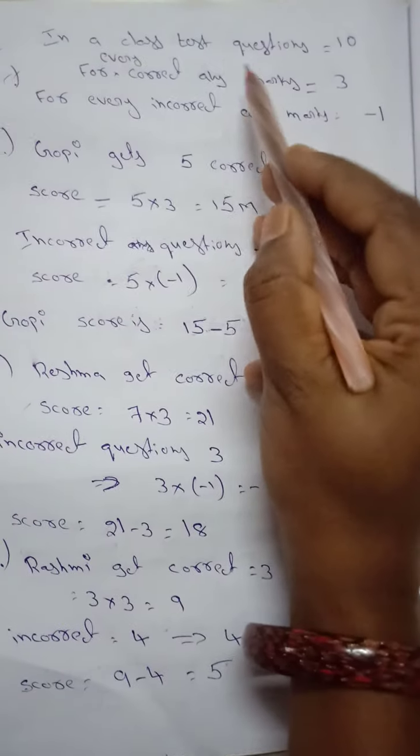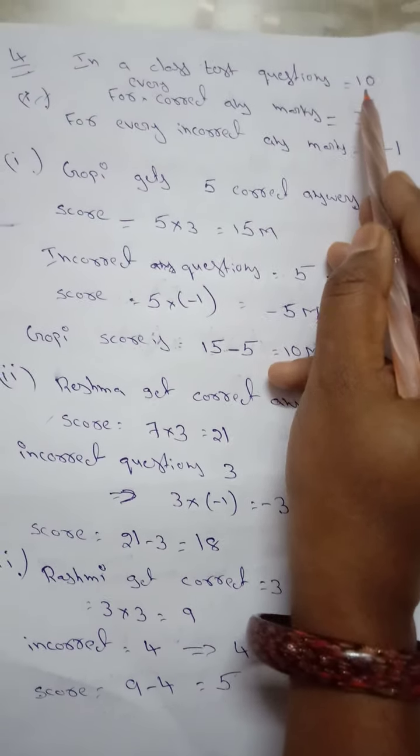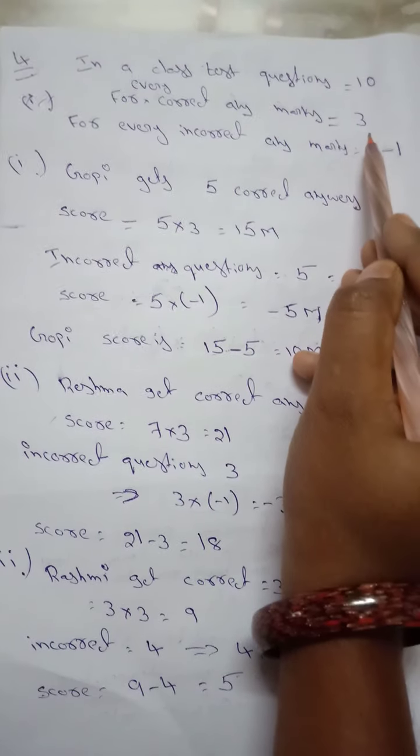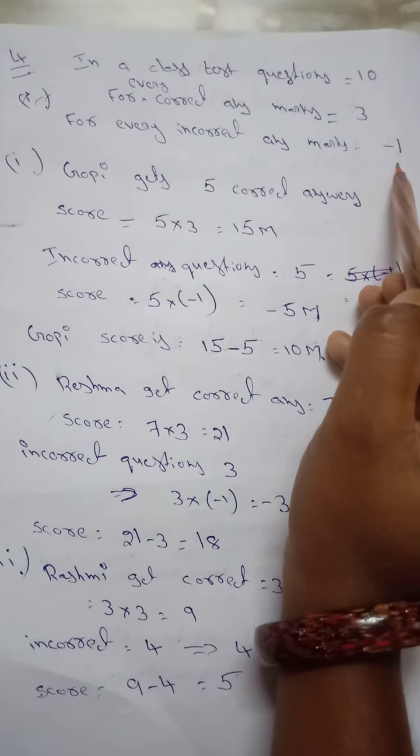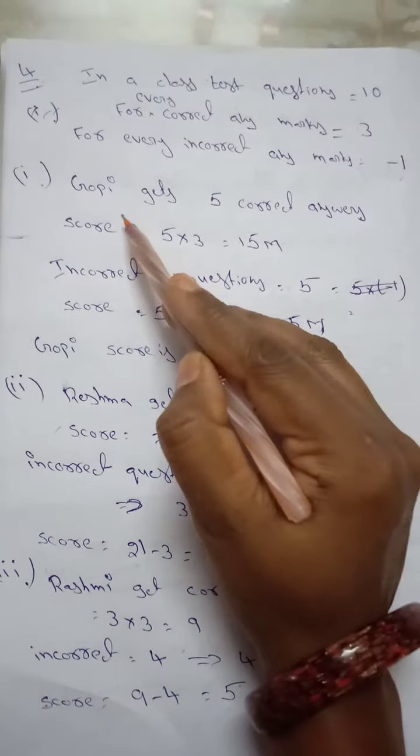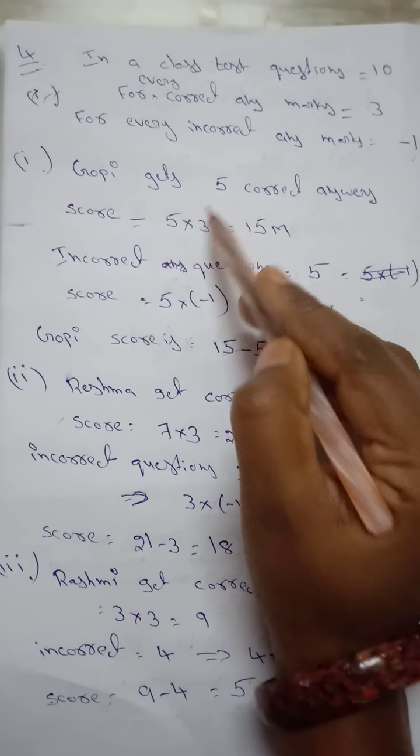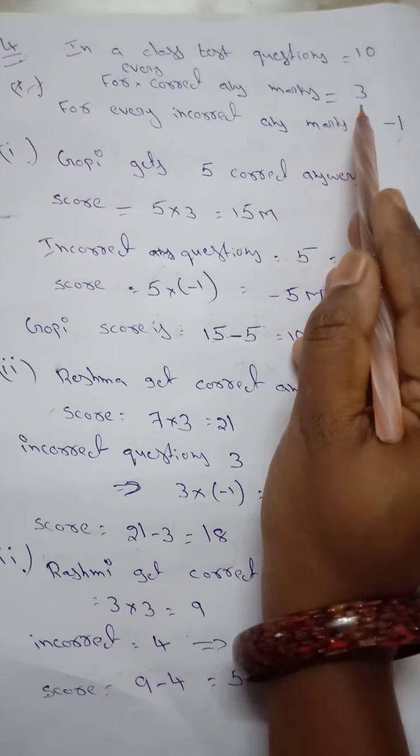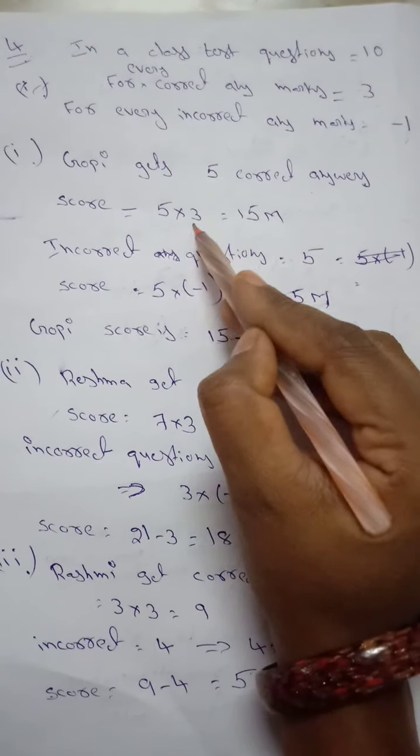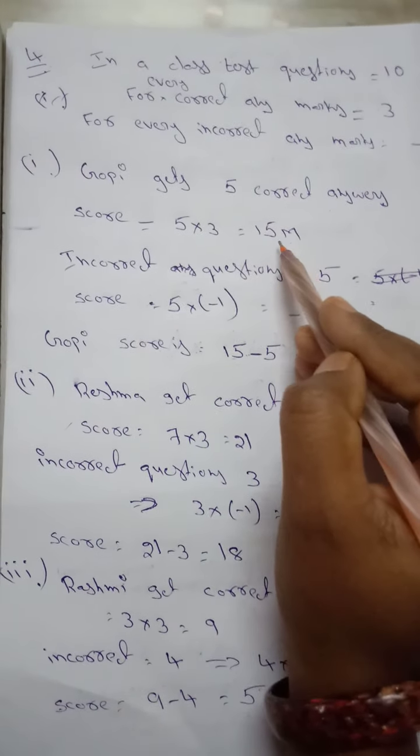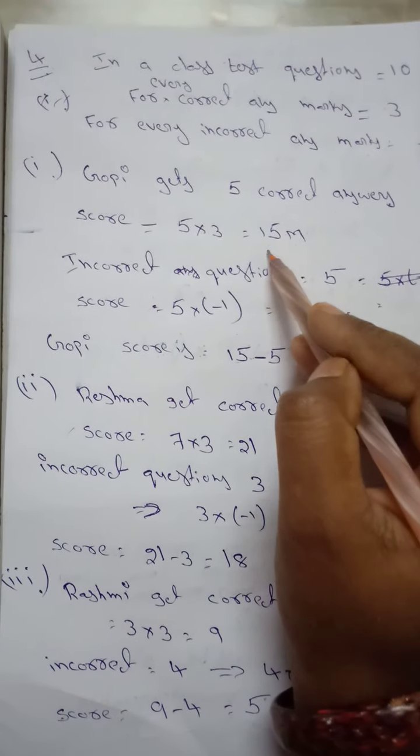Yes children, in a class test, how many questions are there? 10. For a correct answer how many marks? 3 marks. For an incorrect answer how many marks? Minus 1. So Gopi gets 5 correct answers. Each correct question is how many marks? 3 marks. So 5 threes are 15 marks. So he scored that for the correct answers.